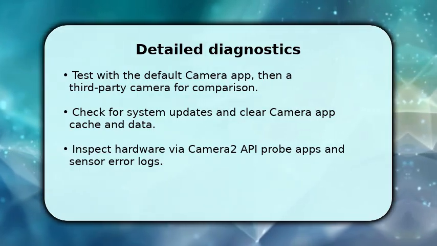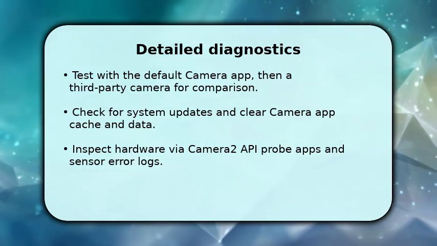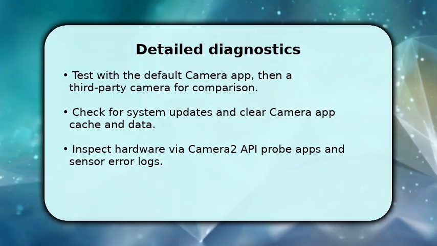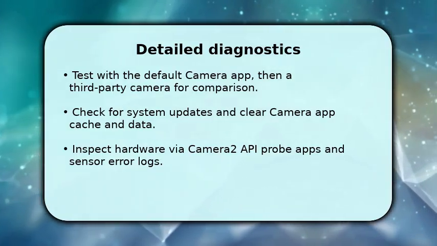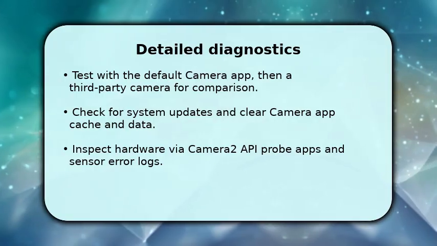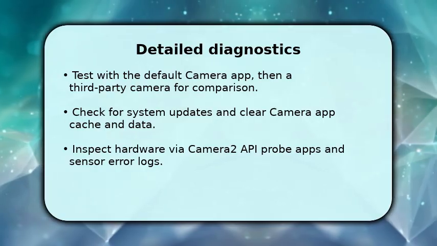Then go to Settings, check for Android system and OEM camera driver updates, and clear the camera app cache and data to remove corrupted state. If you suspect hardware, use a Camera 2 API probe or diagnostic app to check sensor availability and error codes, which tells you whether the camera module responds.